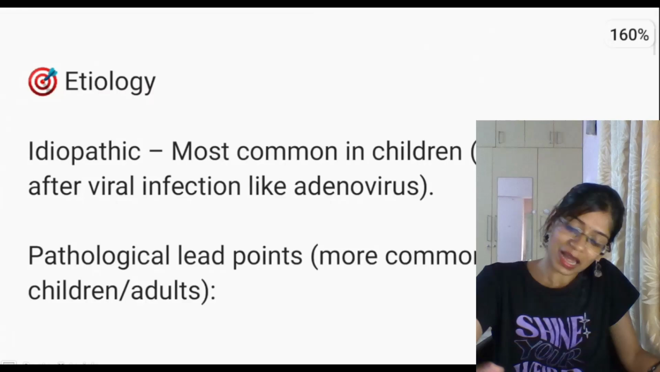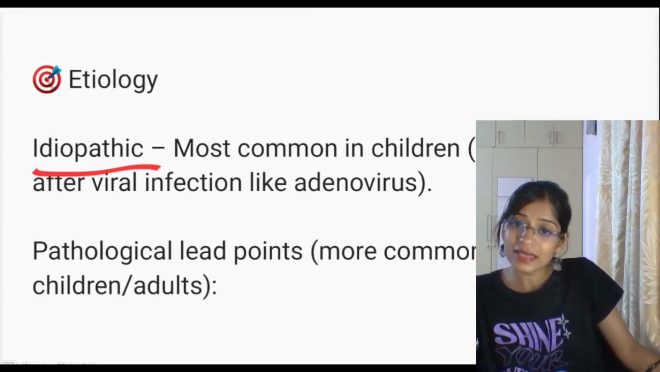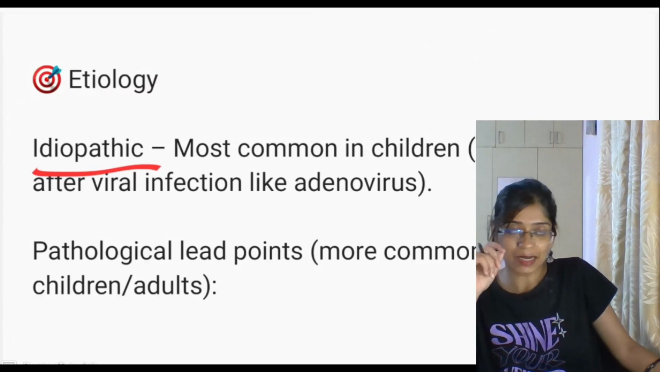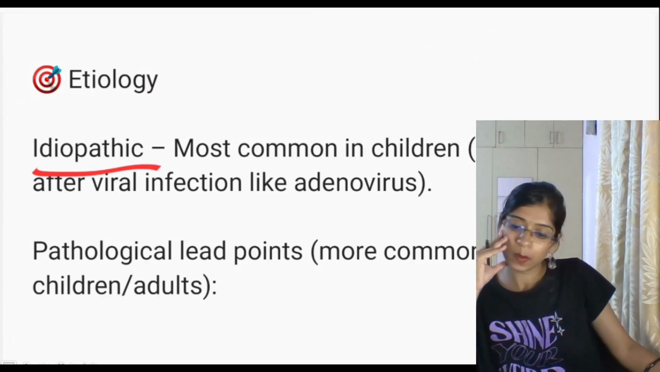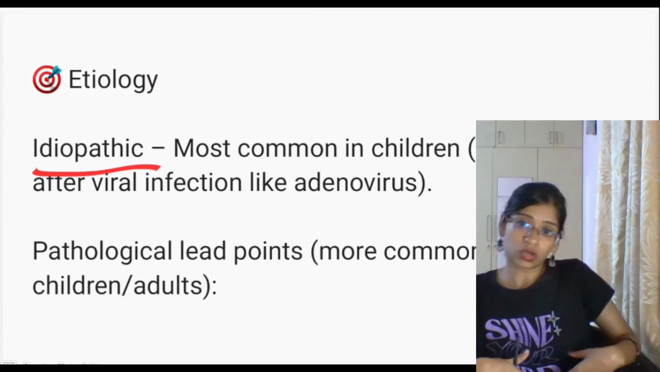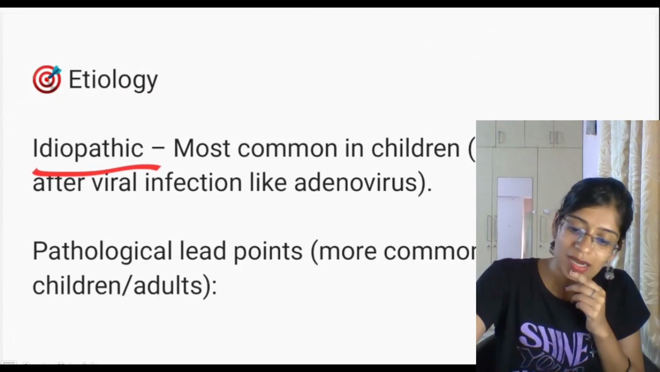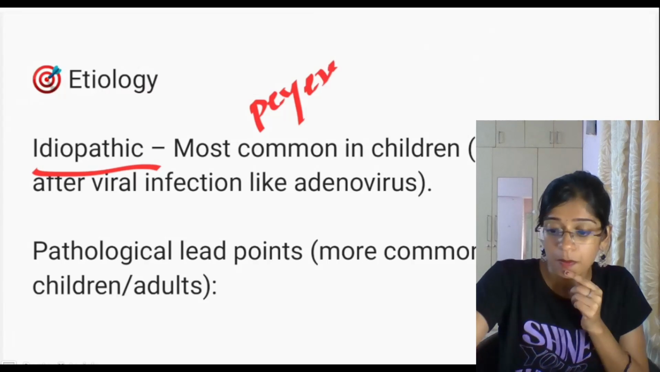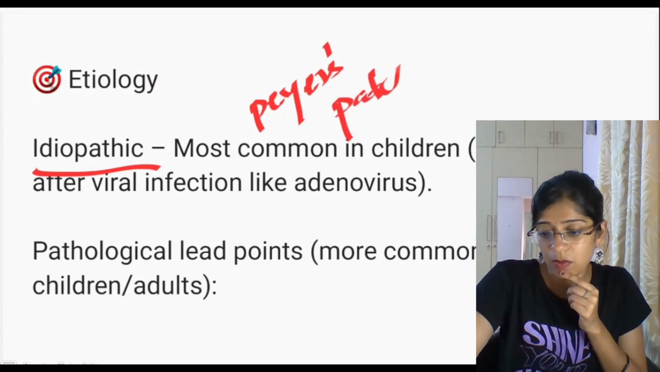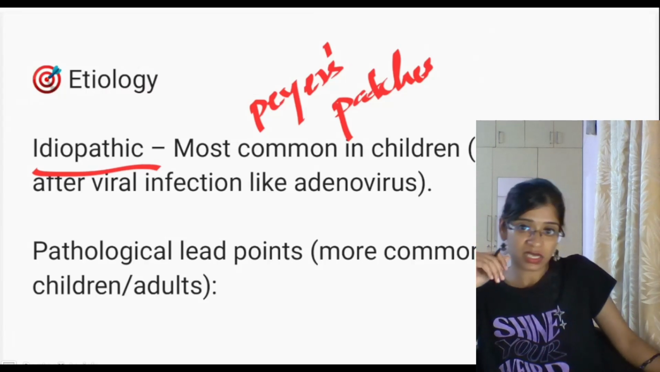Etiology: why does it happen? They say it is idiopathic, but it may be seen after viral infections. The reason they say is, when a child gets a viral infection related to the gut, and the gut also gets infected, what happens? The gut has something called Peyer's patches. What is it? These are nothing but lymphoid aggregates. They are immunity cells. They fight against infections.